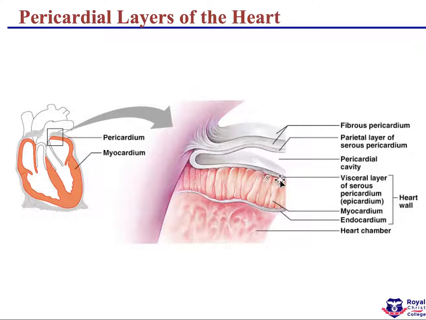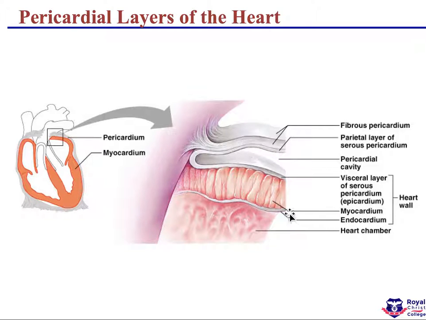There's another way of saying it. Americans usually refer to it as the epicardium, whereas UK or European students probably refer to it as the visceral layer. It is here. You can see it's known as the epicardium. So the epicardium is the one directly in contact with the myocardium, and the endocardium is the one that's directly in contact with the heart chamber.